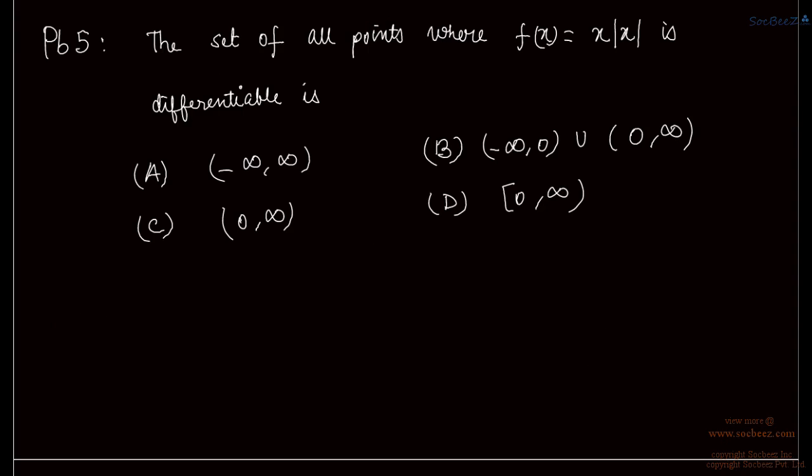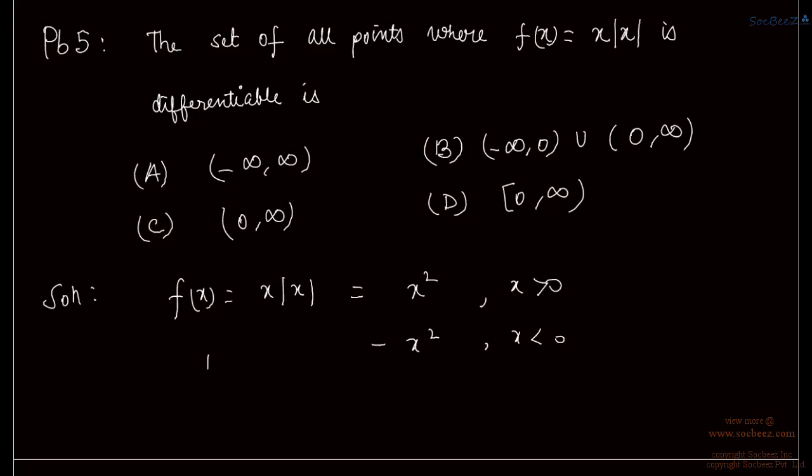The set of all points where f(x) is equal to x mod x is differentiable is. So we have to find the set of points where the function f(x) is equal to x mod x is differentiable. So we can write this function x mod x as x square when x is greater than 0 and minus x square when x is less than 0.